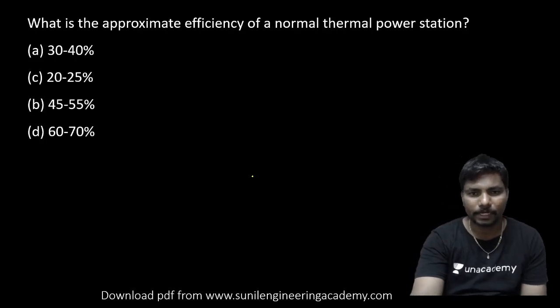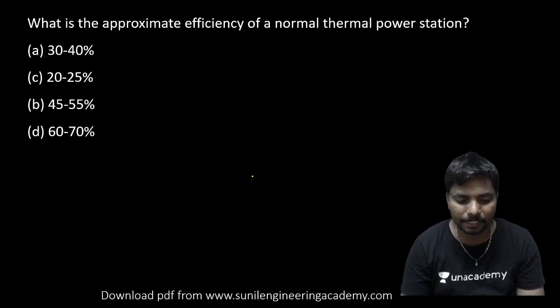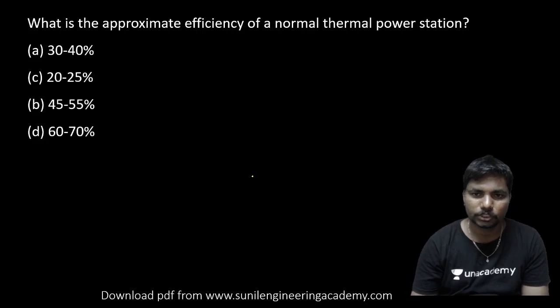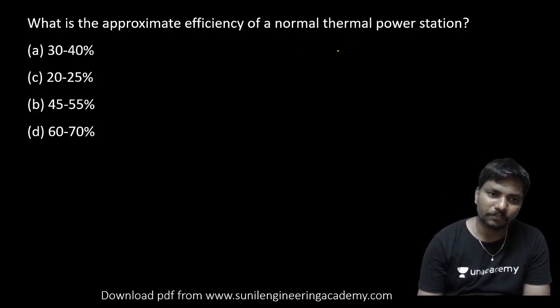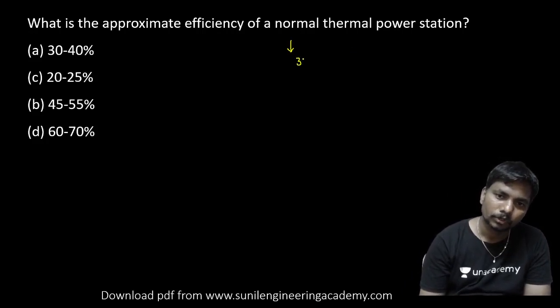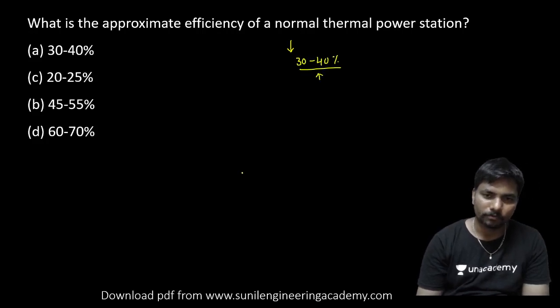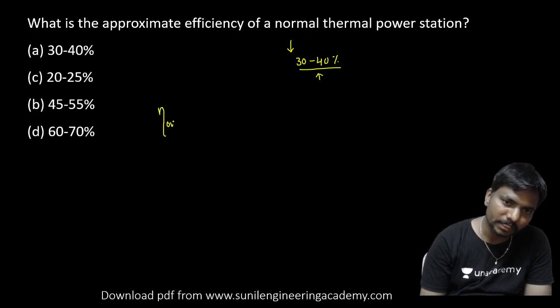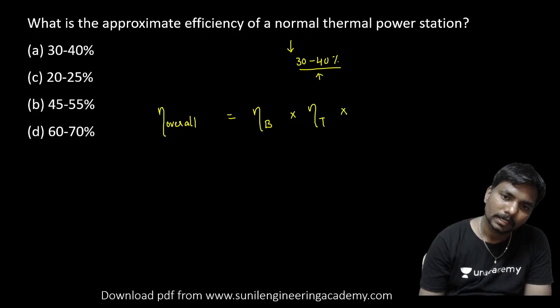What is the approximate efficiency of a normal thermal power station? It is a very repeated question, guys. The normal thermal power station efficiency is limited to 30 to 40%. Why? Because the overall efficiency of the thermal power plant is equal to the efficiency of the boiler, the efficiency of the turbine, and the efficiency of the alternator.